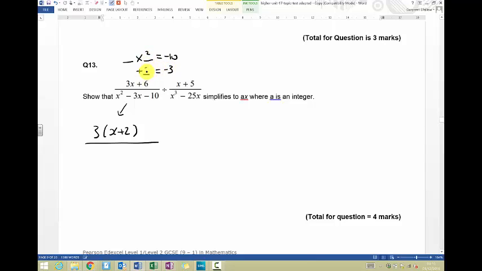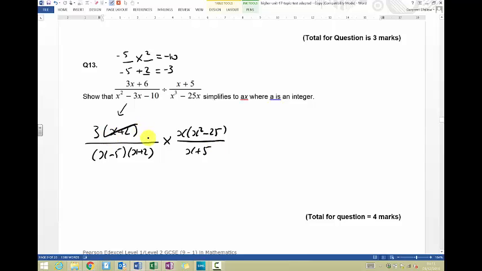Let's see if the 2 works. That would have to be a minus 5. Hey presto, it works. So that's x minus 5, x plus 2. Now dividing by a fraction is the same as timesing by the reciprocal. And if I factorize this, I get x squared minus 25 over x plus 5.